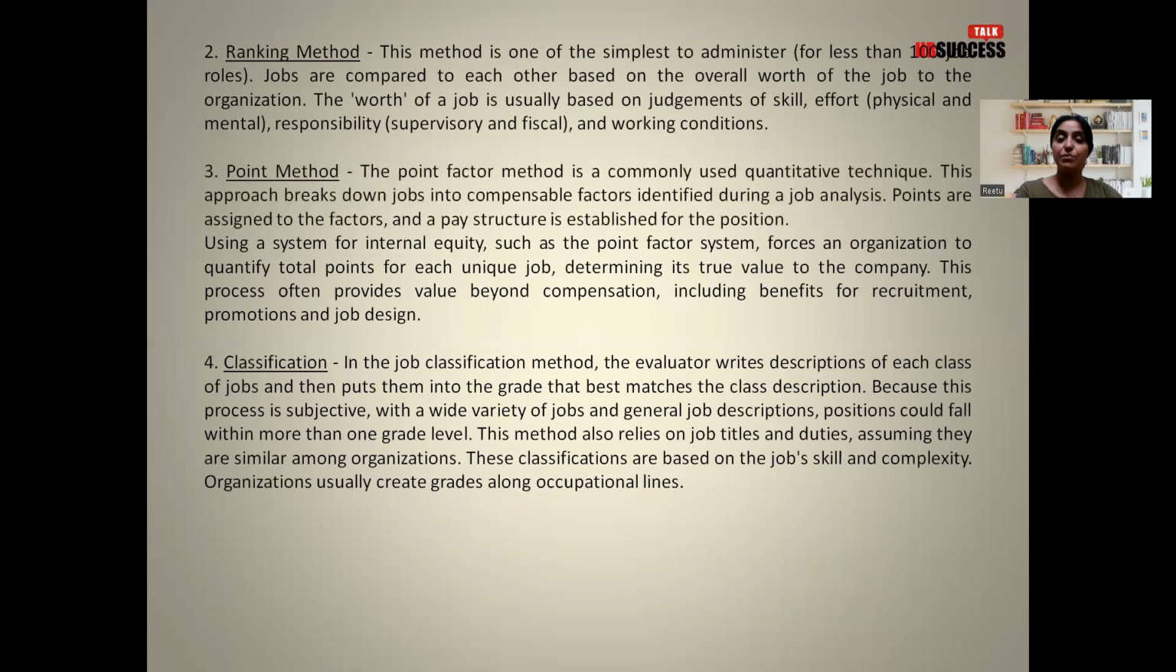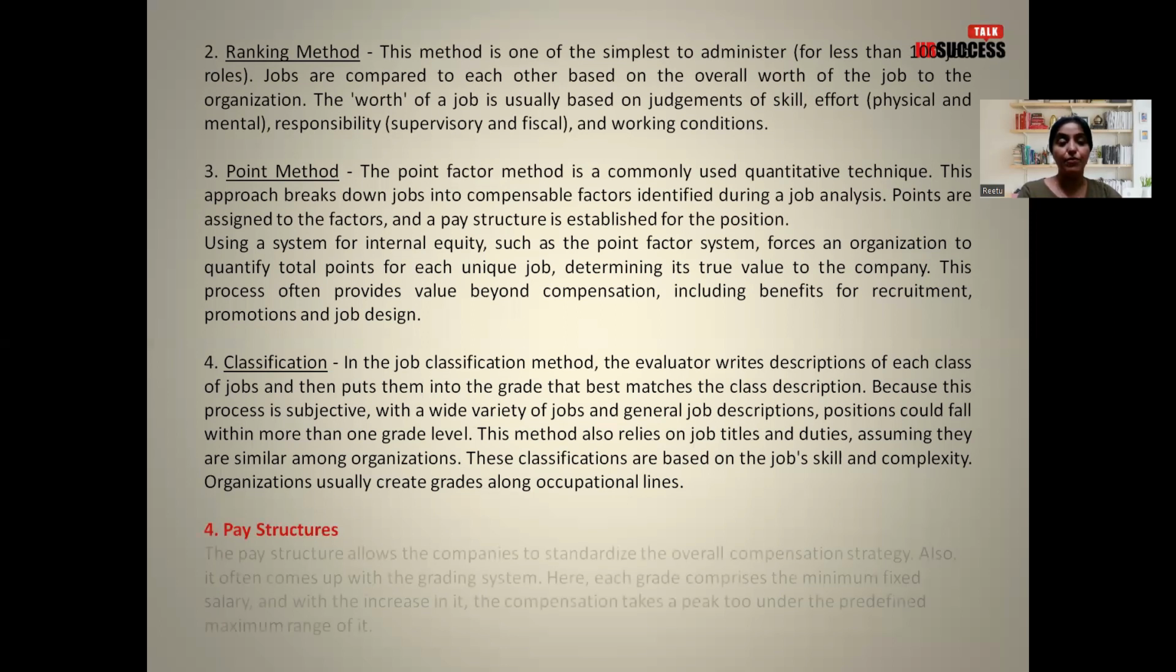In the job classification method, the evaluator writes descriptions of each class of jobs and then puts them into the grade that best matches the class description. Because this process is subjective, with a wide variety of jobs and general job descriptions, positions could fall within more than one grade level. This method also relies on the job titles and duties. Assuming they are similar among organizations, these classifications are based on the job skills and complexity. Organizations usually create grades along occupational lines.